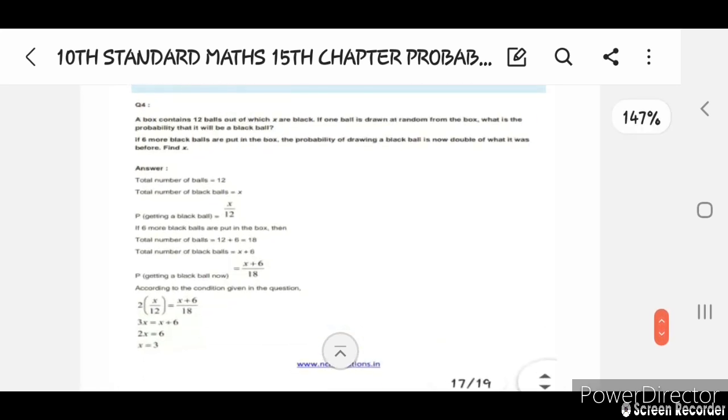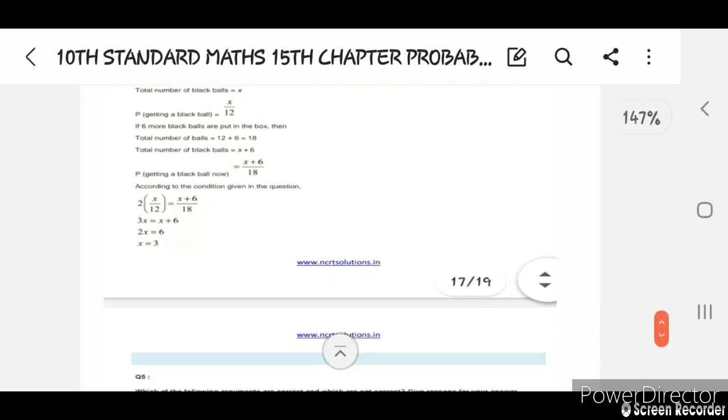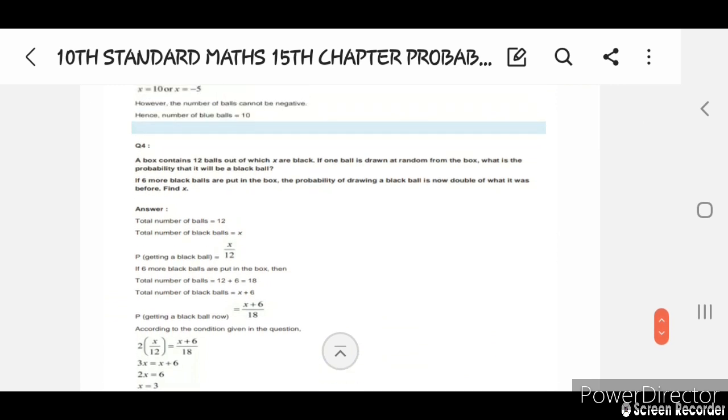Next, a box contains 12 balls out of which x are black. If one ball is drawn at random from the box, what is the probability that it will be a black ball? If 6 more black balls are put in that box, the probability of drawing a black ball is now double. What was it before? We have to find.